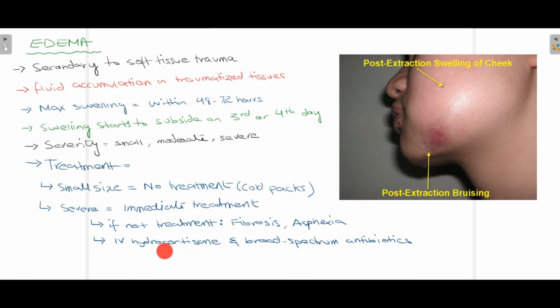Secondly, we give the patient intravenous hydrocortisone. This helps in decreasing the swelling and the size of the swelling. We also give broad spectrum antibiotics, because since there is edema and there is presence of bacteria, this helps to decrease the symptoms of the patient and to resolve this edema as soon as possible. So this is how we clinically diagnose edema and how we manage edema as a post-operative complication.